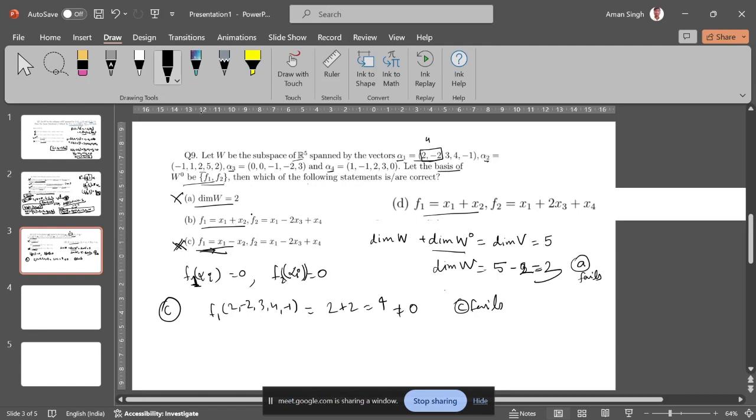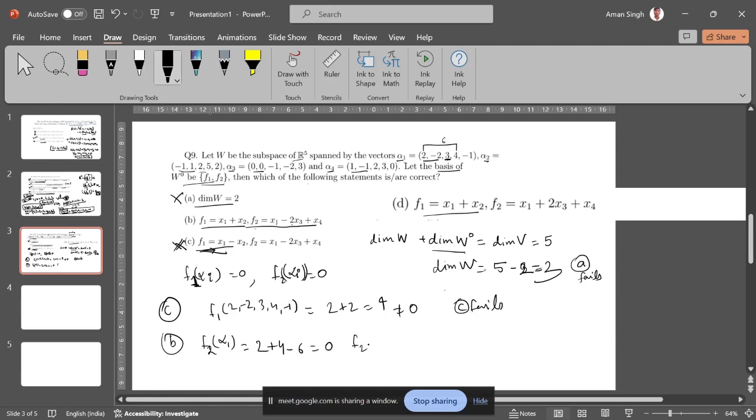See, everywhere the first two coordinates, if you add them, they are equal to 0. 2 minus 2, minus 1 plus 1, 0 plus 0, 1 minus 1. So X1 plus X2 annihilates everything. What about F2? Does F2 annihilate or not? Let's verify first. For B, X1 plus X4 minus 2X3. X1 plus X4 is 6 here, minus 2X3, X3 is 3, so that is 6. So for the B option, I'm writing F2 of alpha 1 is equal to 2 plus 4 minus 2 into 3, that is 6.